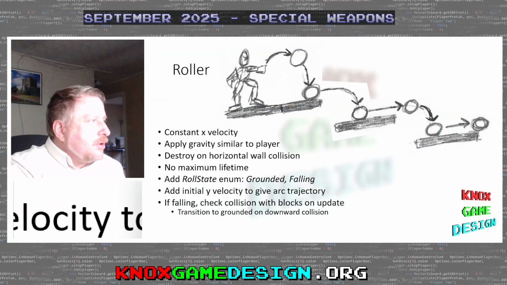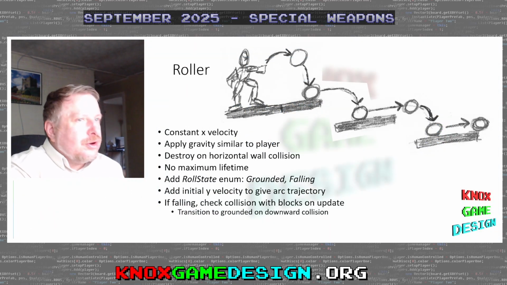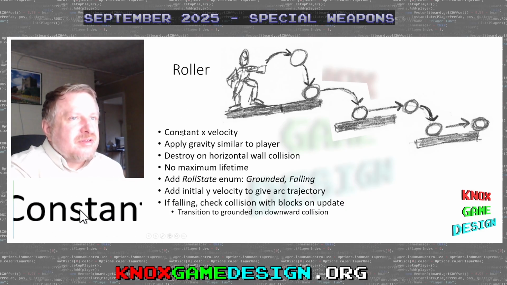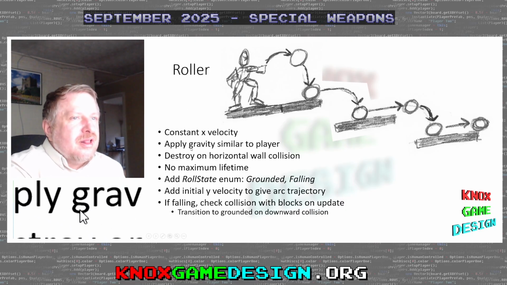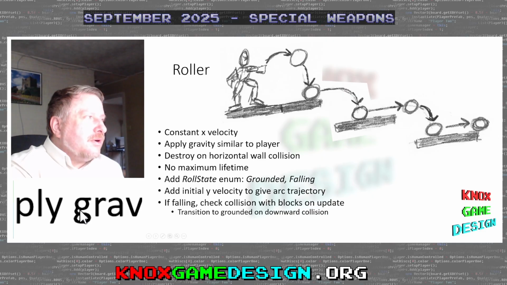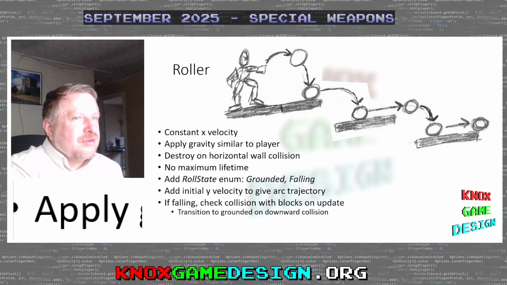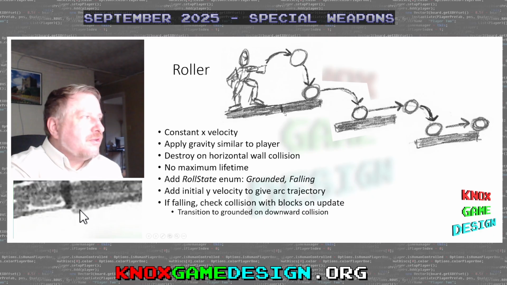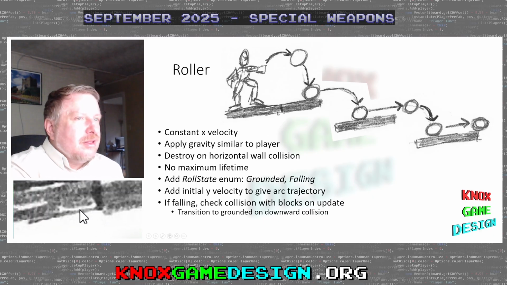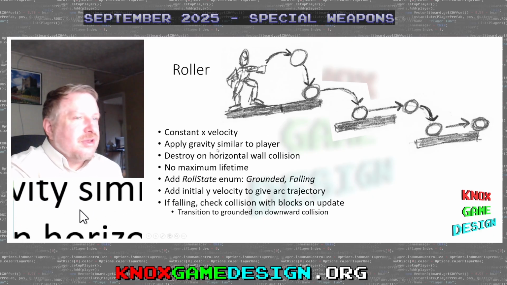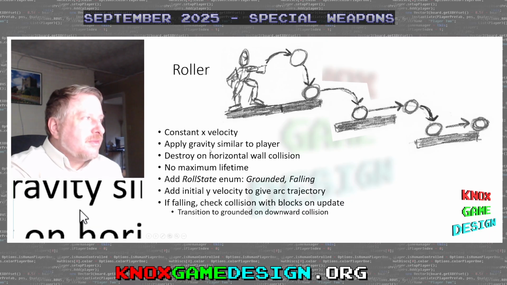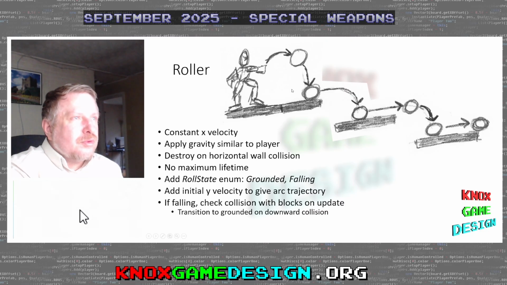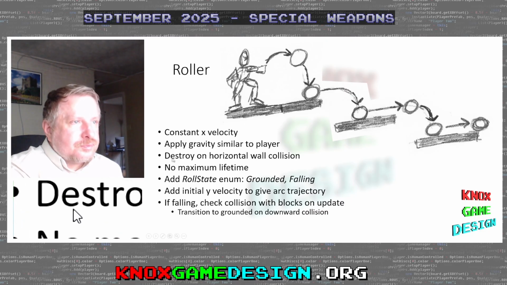So the next weapon I'm going to talk about is what I call the roller, or the bubble, whatever you want to call it. So it has a constant X velocity. What's interesting about the roller is it's very similar to the player. So it uses gravity. You apply gravity similar to the player, and it also uses the grounded state, similar to the player in falling state. So I actually reused some of the player falling code to implement the roller right here.